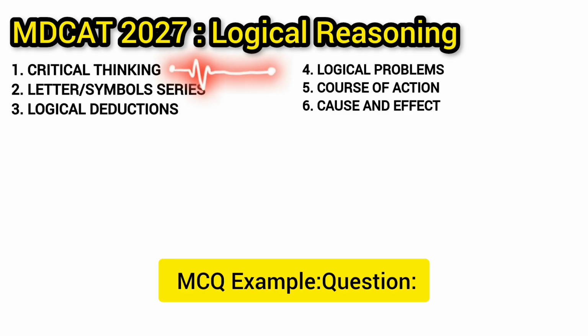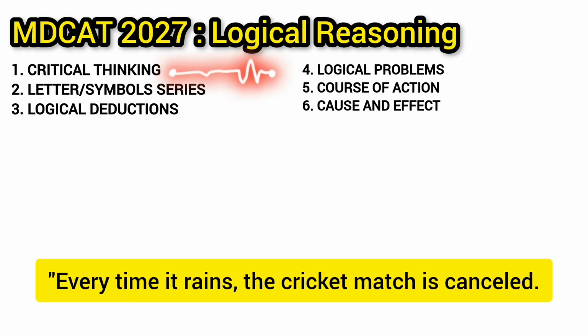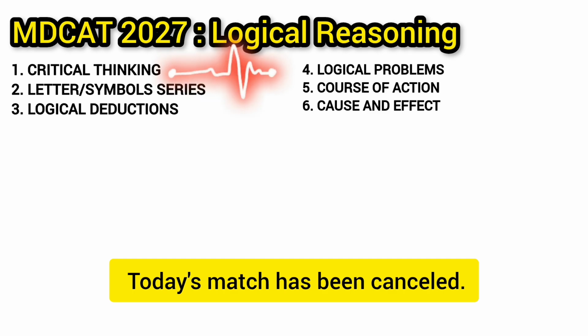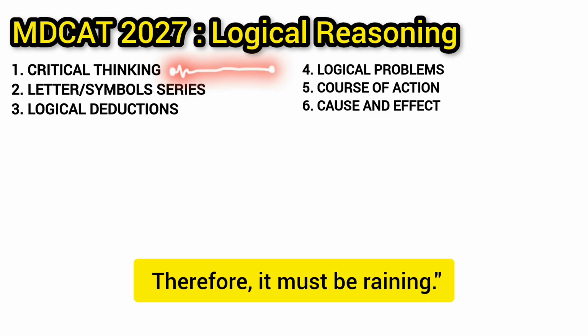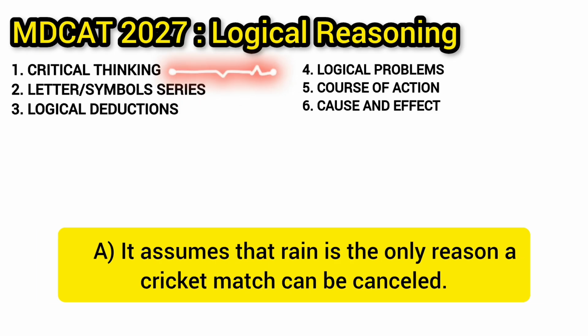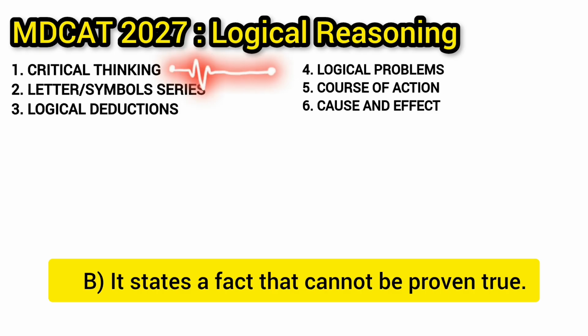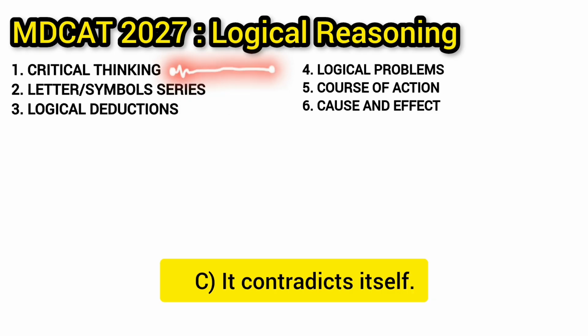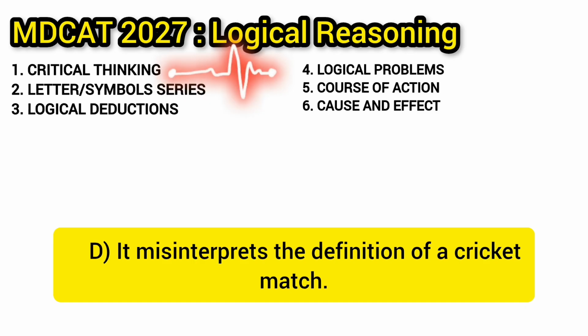MCQ example. Question. Every time it rains, the cricket match is cancelled. Today's match has been cancelled. Therefore, it must be raining. Which of the following best describes the flaw in this argument? A. It assumes that rain is the only reason a cricket match can be cancelled. B. It states a fact that cannot be proven true. C. It contradicts itself. D. It misinterprets the definition of a cricket match.